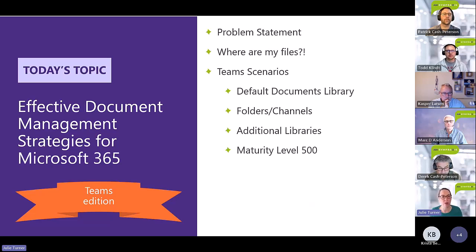Okay, so what are we going to do today? Similar to last week, we're going to do a similar format. We're going to state the problem specific to Teams. Then we want to address the where are my files, because that is a big part of being in the Teams UI versus being in SharePoint. And then we have some scenarios just like we did last time. So we have default documents library, which is similar. And then we have folders and channels that we're going to address. Additional libraries, similar idea, but how do they surface? And I will do a very small little maturity model, level 500 type of overview at the very end.